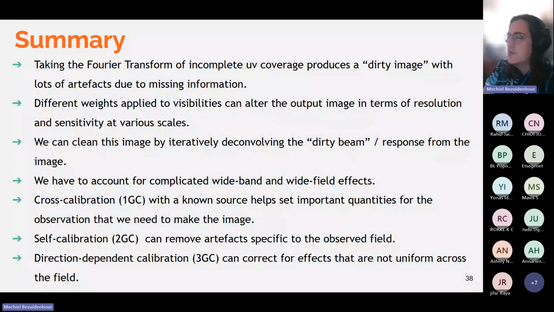But we also have to account for some complicated wide band and wide field effects. There are thousands of effects that you can correct for if you want to. We can do calibration to get rid of some of these effects. We can do cross calibration with a known source that helps us to set some important quantities for the observation that we need to make the image. We can do self calibration on a single field that removes artifacts specific to the observed field. And we can do 3GC, which is direction-dependent calibration, which corrects for some effects that are not uniform across the field. So that's it for me.